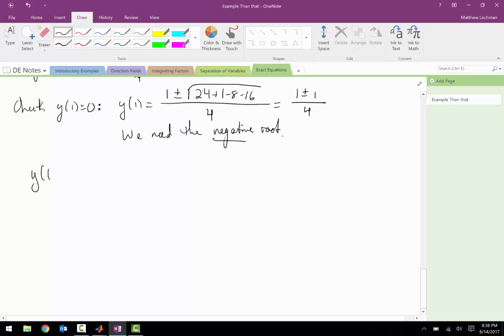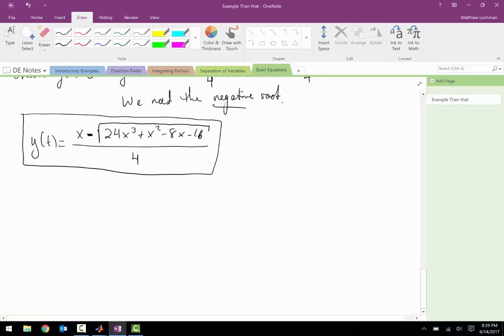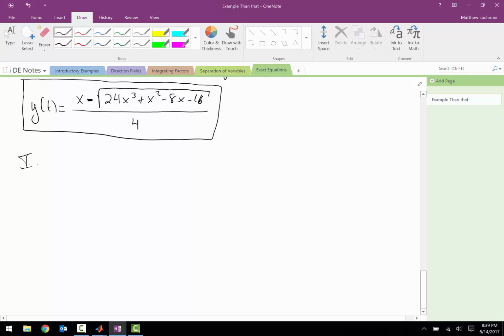So the particular solution in its explicit form is x minus, now, this stuff, 16, that square root in front of it. There we go. All over 4. Okay. So that was kind of a lot of work. Now we're going to go to the interval of validity.